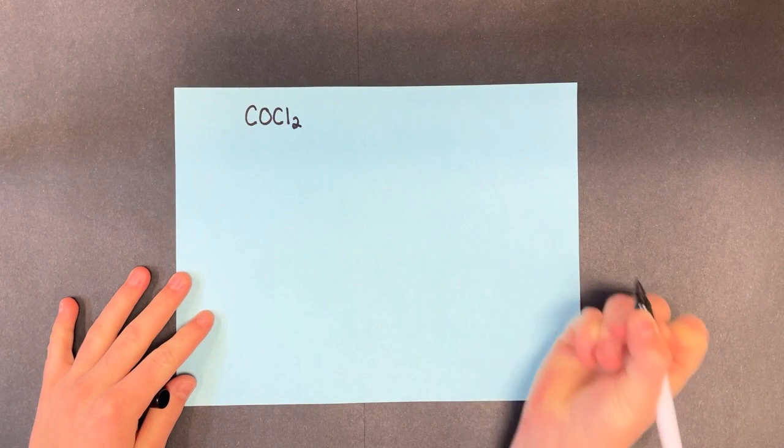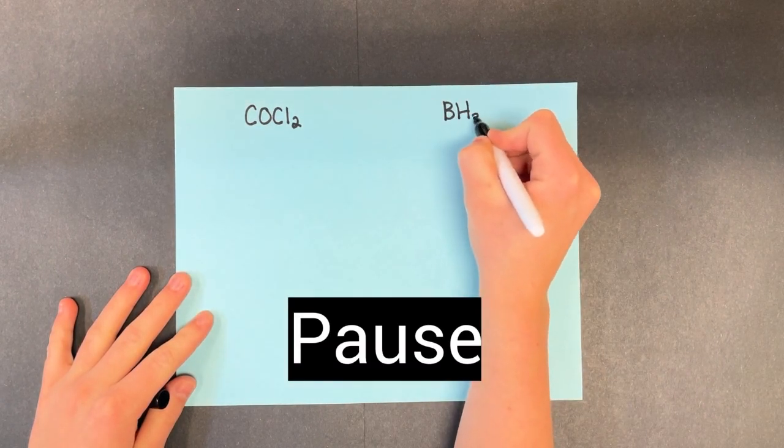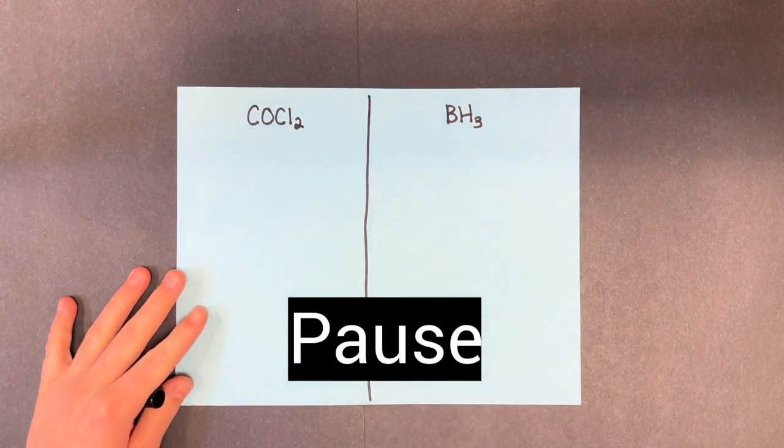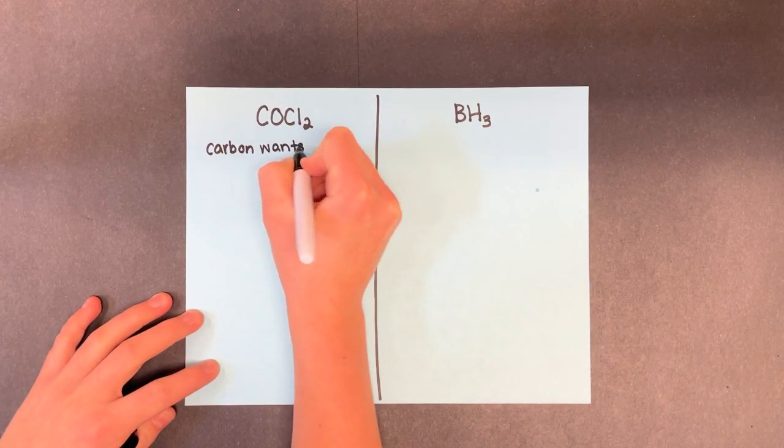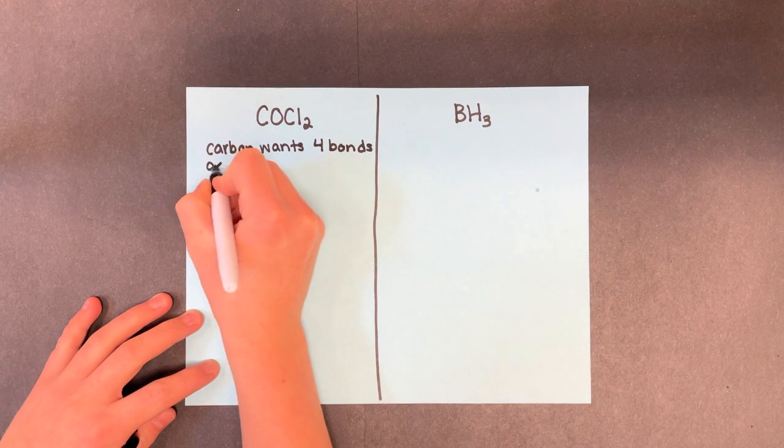Pause this video and try drawing the Lewis structures of COCl2 and BH3. Check your answers with a quick run-through of these problems.